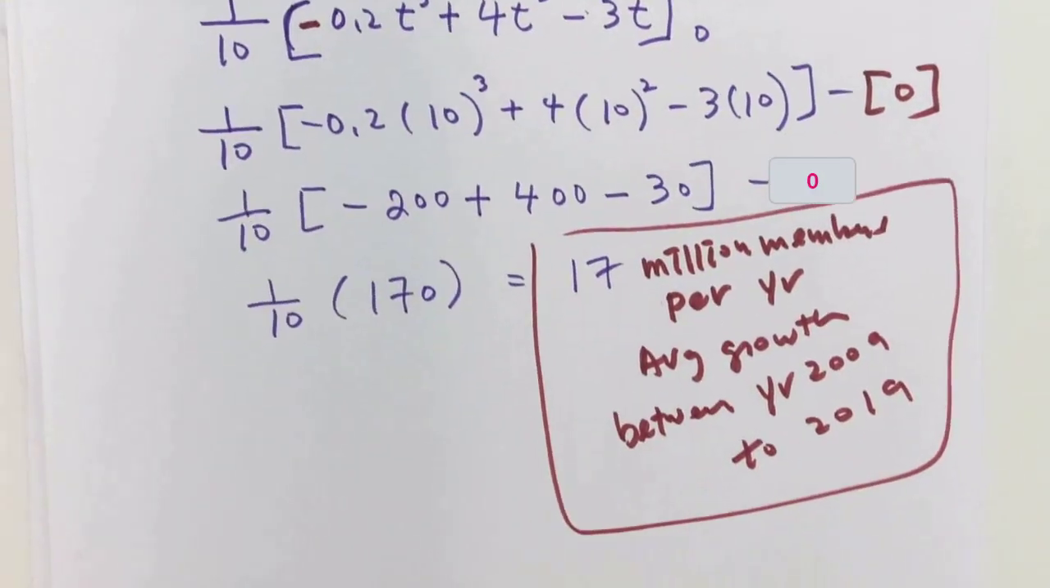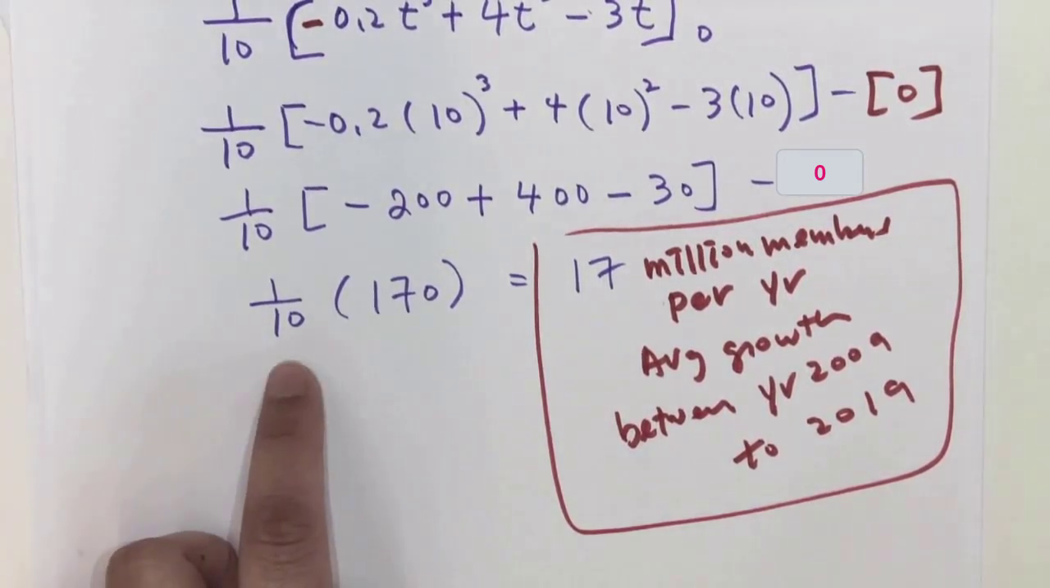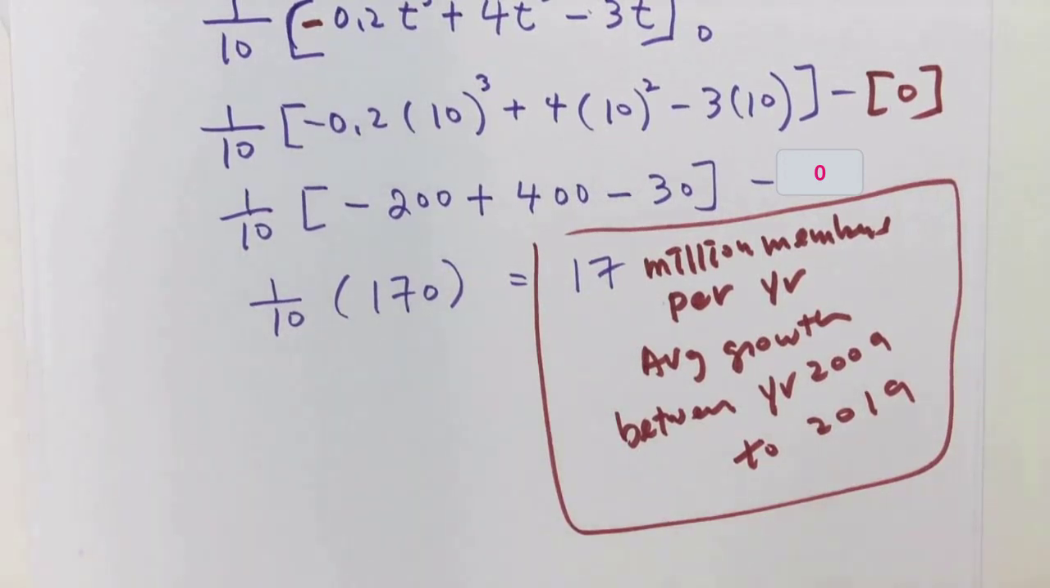So this is from the question. They say the number represents millions of members. This is per year. And the time they're doing the upper and lower limits was 2009 to 2019. Okay. We have one more question.